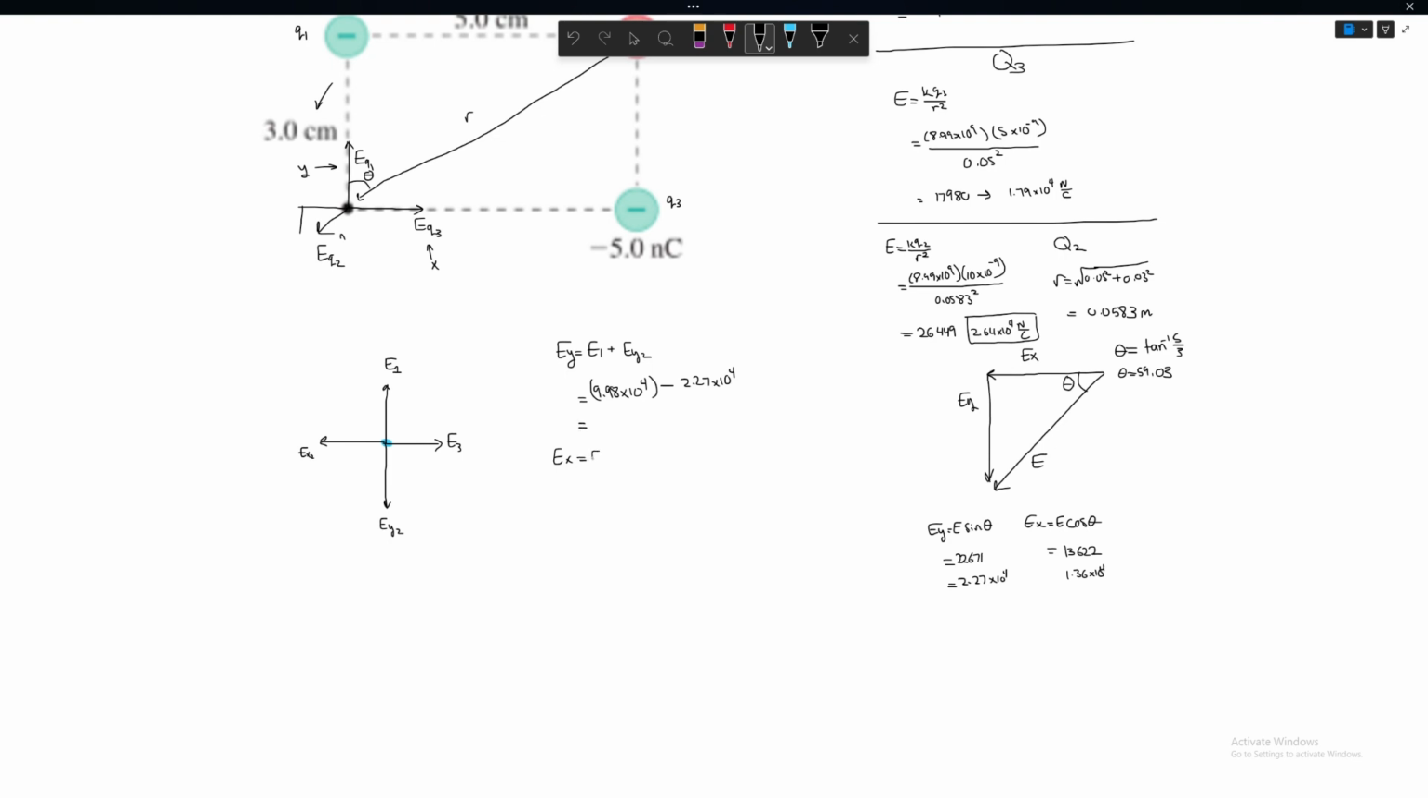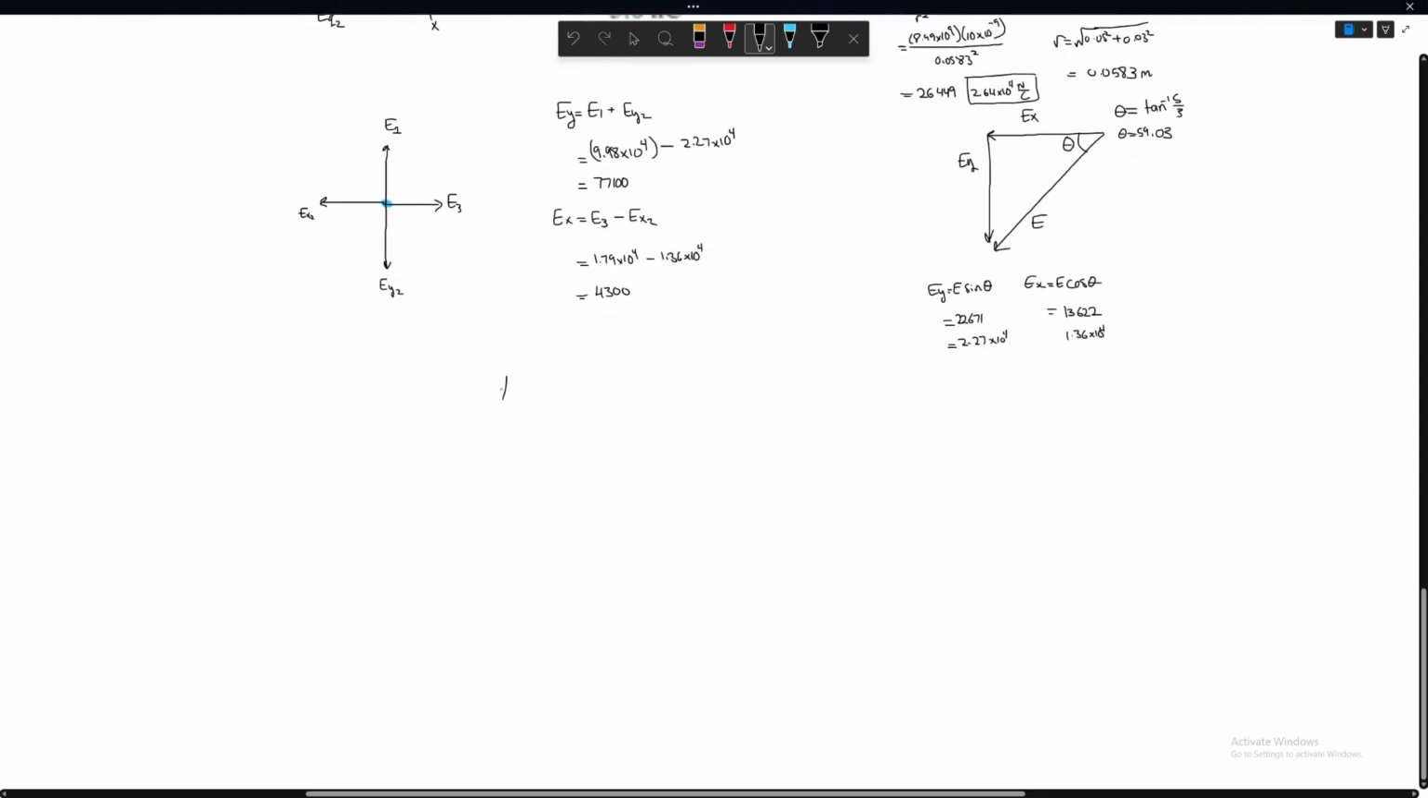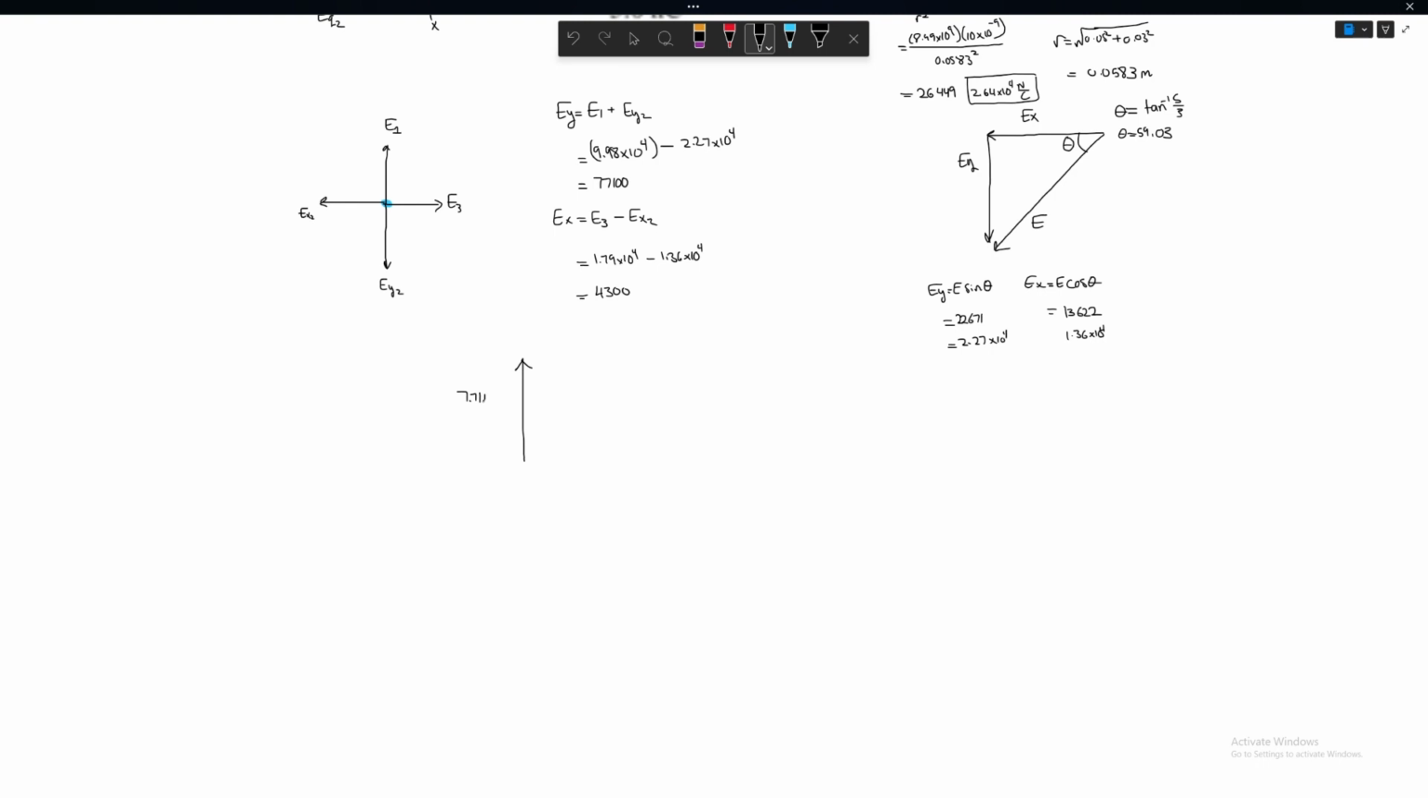EX of the total is going to be E3 positive minus EX2. And my E3 is 1.79 times 10 to the 4 minus 1.36 times 10 to the 4, right? And that would equal the following. And these are my answers. Since we said we're using the same regular axes, if it's positive, that means it's going up, right? And here my EY is 77.71 times 10 to the 4. And my X goes positive as well. And so we'll just use it this way.